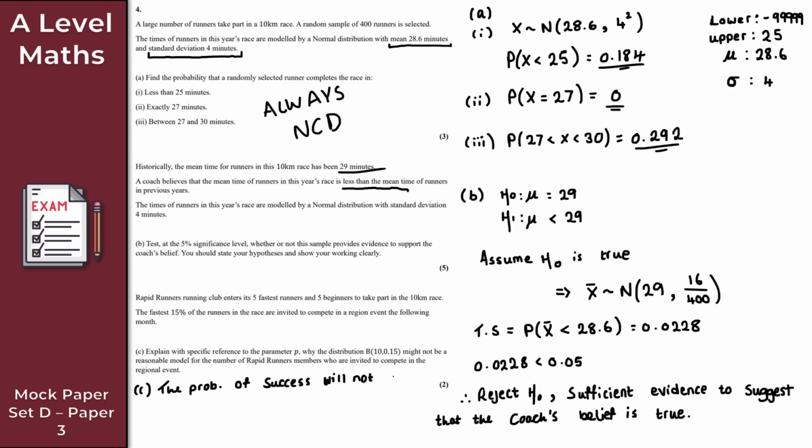Will not be constant, as we have 5 beginners, 5 beginners, and the 5 fastest. Okay, and therefore this here is not reasonable. Not reasonable.